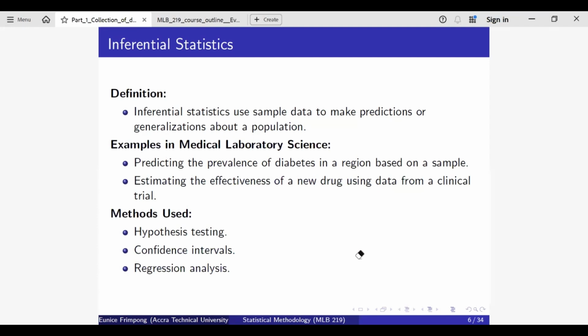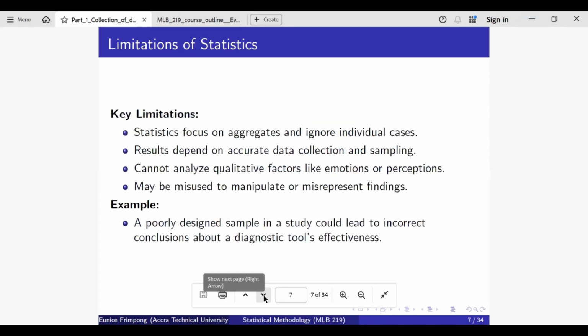Great. Some methods that are used in inferential statistics are hypothesis testing, confidence intervals, and regression analysis. Okay, so what are some of the limitations of statistics? Some key limitations are that statistics is focused on aggregates and ignores individual cases.